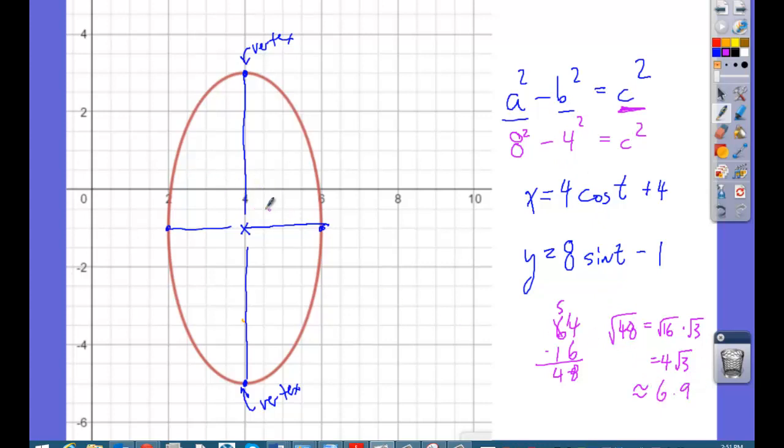Okay, so I'm going to show where that is. From the center, C is 6.9, takes me to here. So I randomly guessed the vertex was here. It's actually pretty far out from the center. And of course, same distance to go on the other side of the center. So we can call that our F1 and our F2.